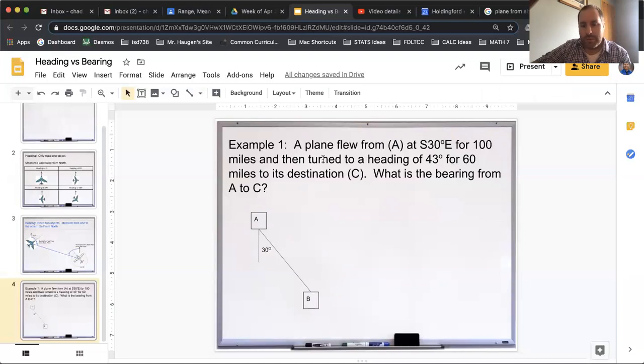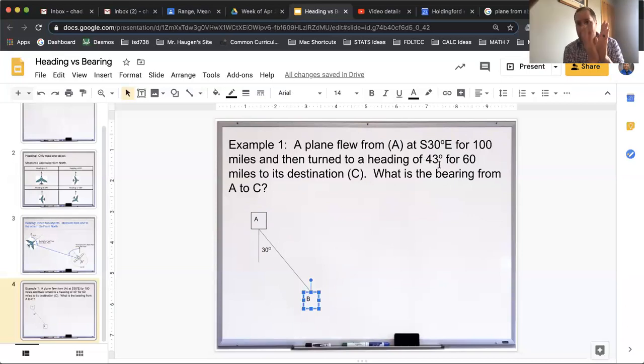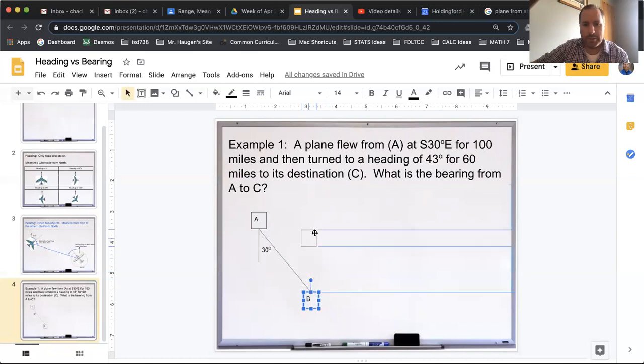And the next one says we turned to a heading of 43 and went for 60 miles to destination C. So I'm going to grab this one. Again, heading is from due north and then turn clockwise. So it would be looking this way and turn 43 degrees, in this case, towards the east. This would be the same as saying north, 43 degrees east, right? It'd be the exact same thing, but we don't have to always put that there. So here it'd be the north and then 43 degrees to the east, and it went about 60 miles this way. And I'm just going to place it there.